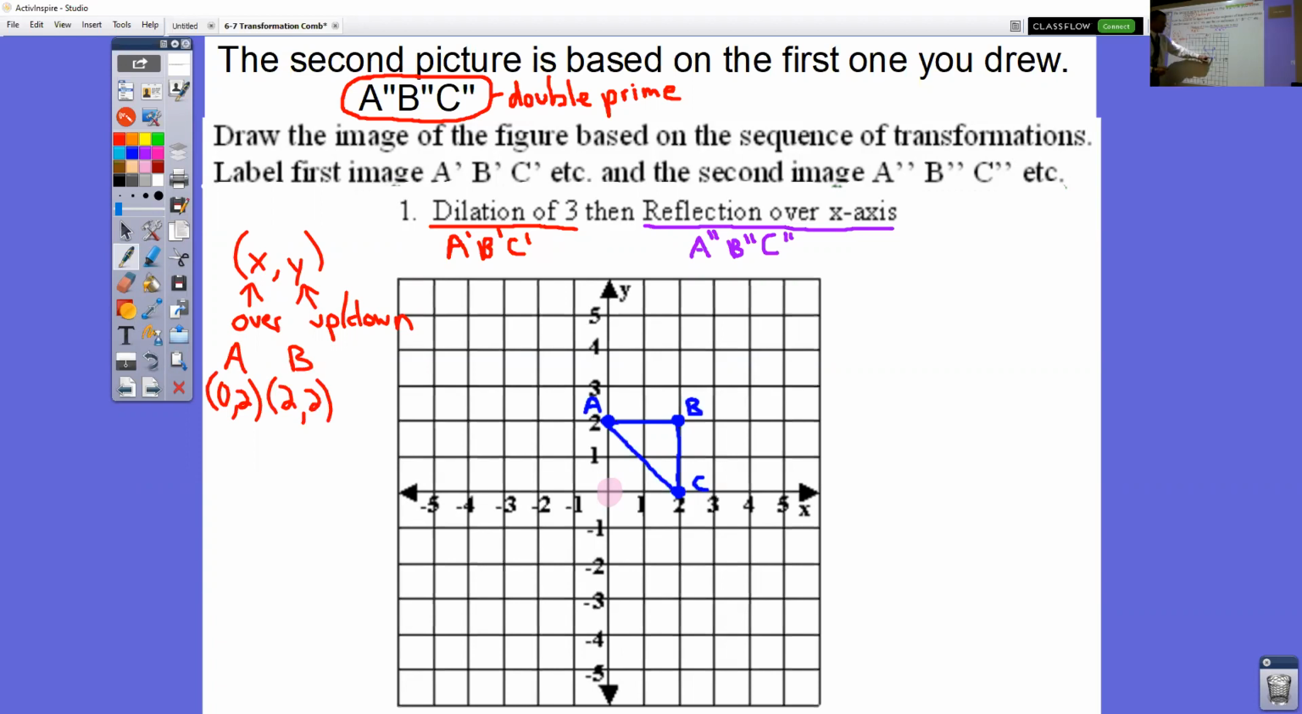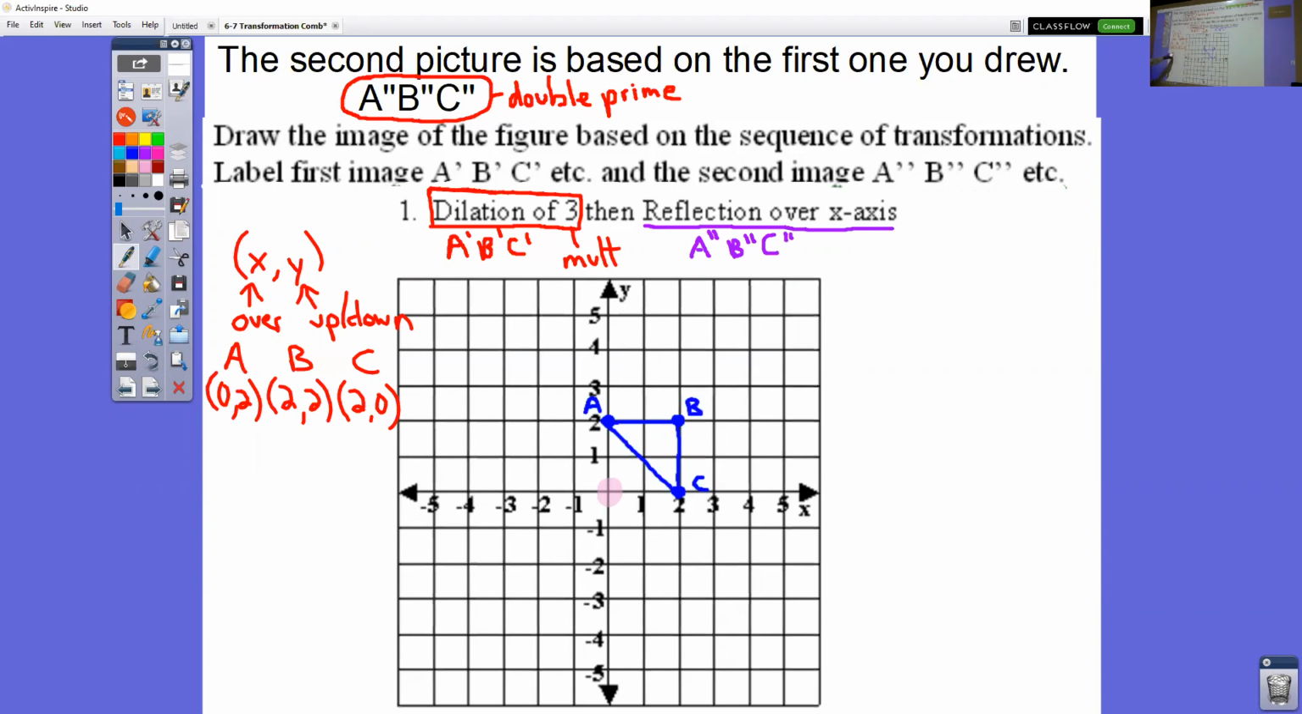And C is over to 2, up to 0. So I didn't actually do anything yet. All I did was write down my original ones, because when you have a dilation and you have to do this dilation of 3, remember that you have to multiply everything by 3. So you need these coordinates.